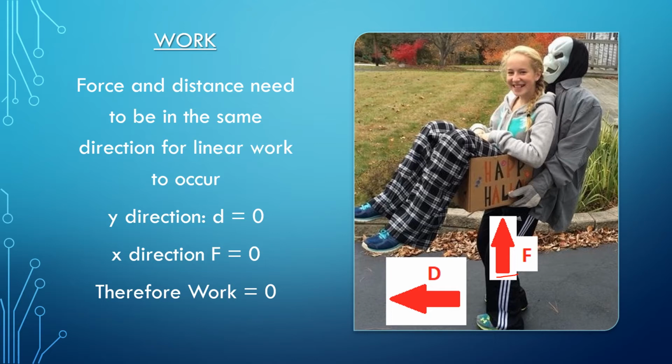But the distance is going in a different direction. It's going linear, right? They're walking forward. So no work is being done because an upward force is being applied and a linear distance is being covered. So therefore, their work is 0. We need both force and distance to be in the same direction. We have distance in the y and force in the x.